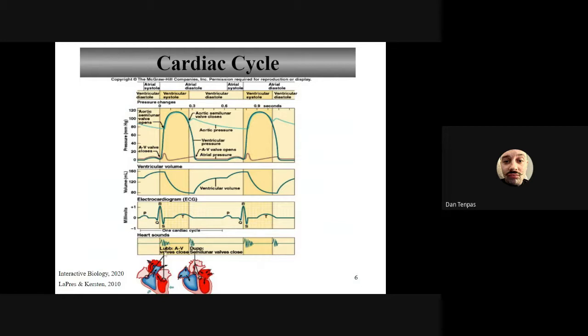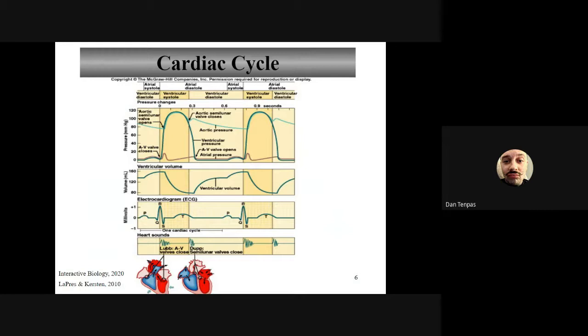And you'll see that here. Here we have the lub, and it's right next to the QRS complex. When the ventricular systole is occurring, this closes that AV valve, resulting in the sound. As I mentioned, the sound really comes from the closing of the valves. So in this case, that first sound comes from the closing of that AV valve during the QRS complex.